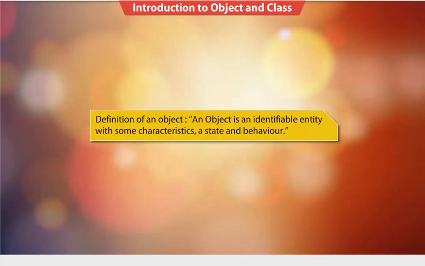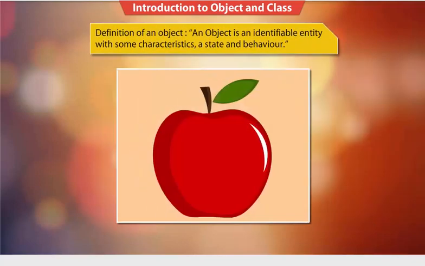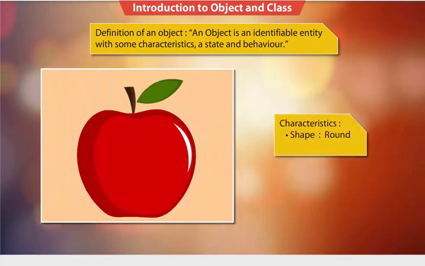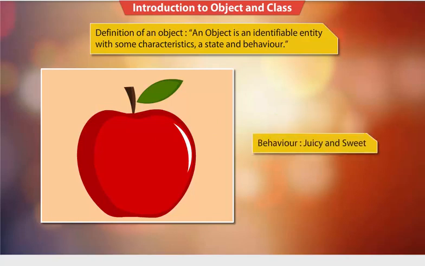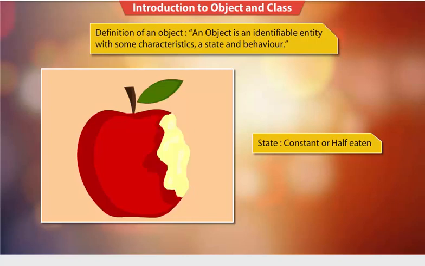Now let us look at the formal definition of the term object. An object is an identifiable entity with some characteristics, a state and behavior. For example, if we consider an apple, its characteristics are that its shape is round and its color is red. The behavior of an apple is that it is juicy and tastes sweet. Its state is constant when kept whole in a fruit basket or in a half-eaten state, that is, if a person starts eating it.